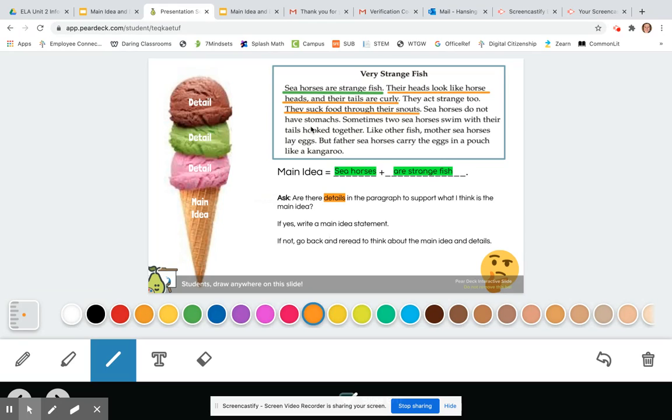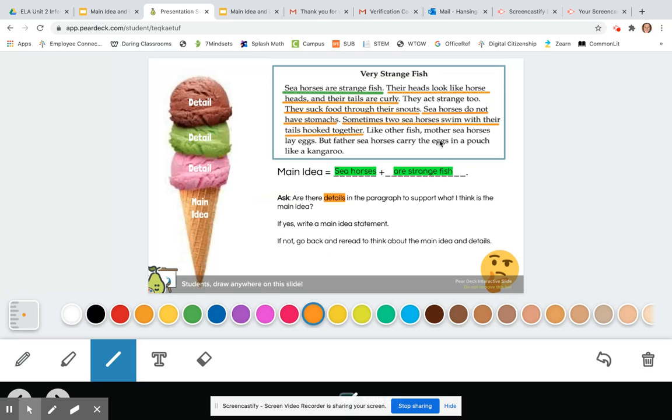Seahorses do not have stomachs. What? What happens to the food that they eat, I wonder? I'm going to definitely underline seahorses do not have stomachs because that's a detail about how they are strange fish. Sometimes two seahorses swim with their tails hooked together. That's also a detail. I don't know any other fish that swim with their tails hooked together. The author's doing a great job providing a lot of supporting details for the main idea.